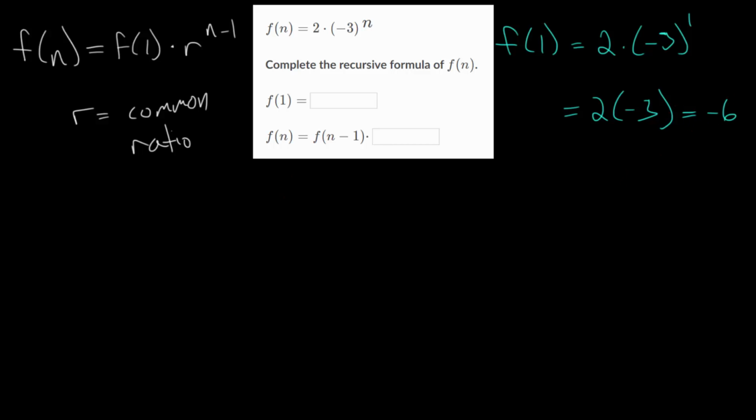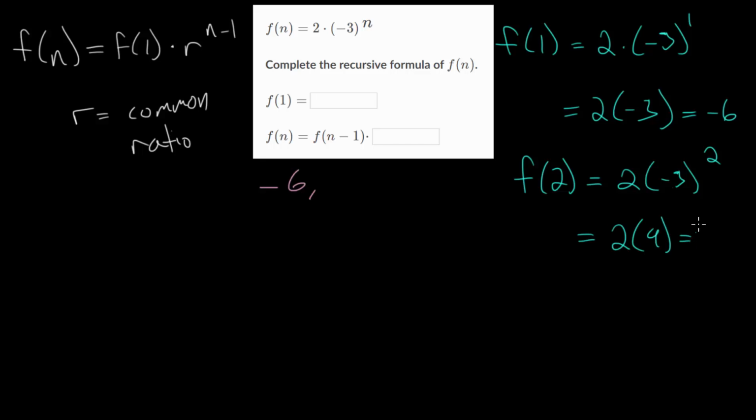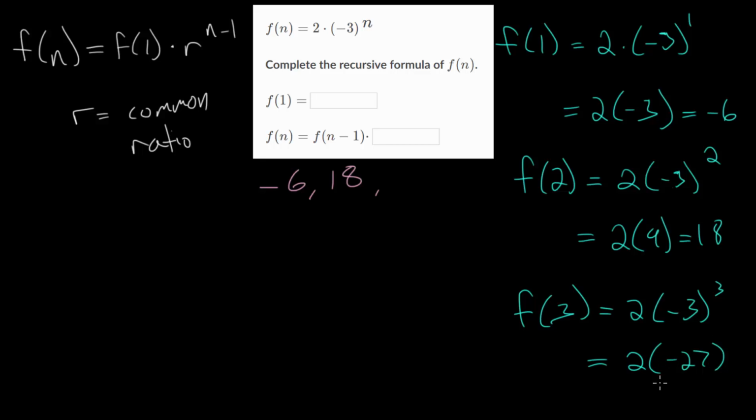Let me start writing these down here, and we'll generate the rest of the terms. So the second term, if we just plug in n equals 2, we get 2 times minus 3 to the second power now. And minus 3 squared is positive 9, so 2 times positive 9 is 18. So positive 18 is the second term. And we'll do one more just to prove the pattern. So f of 3, we get 2 times minus 3 to the third power. And minus 3 to the third power would be negative 27. And if we double that, we get minus 54.